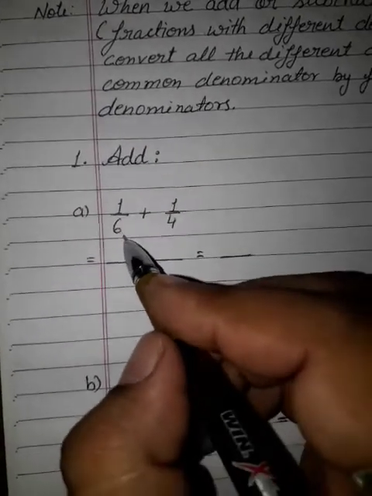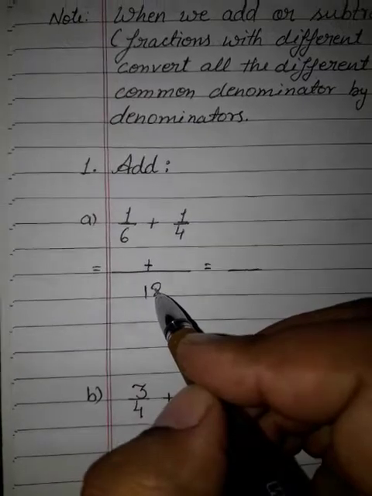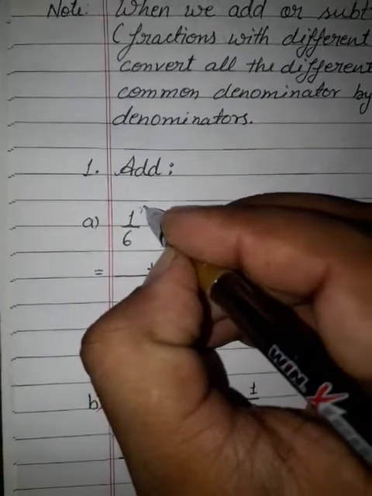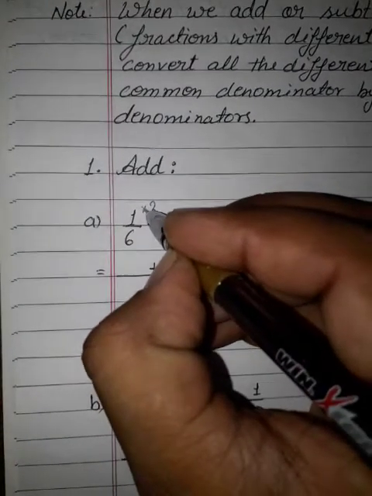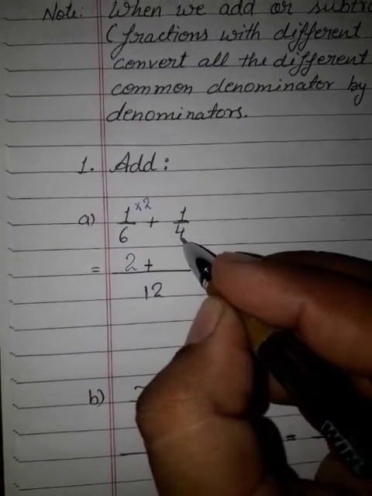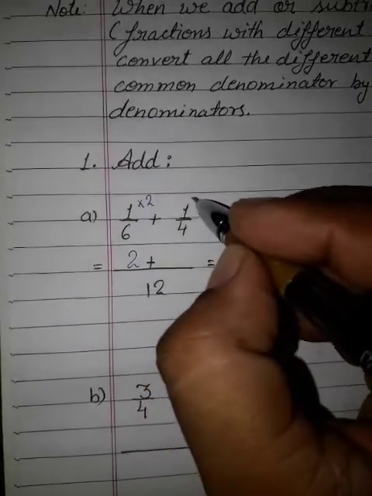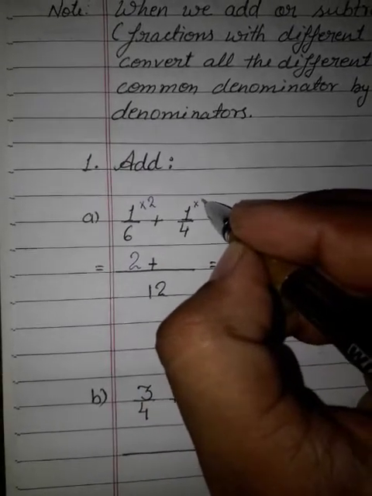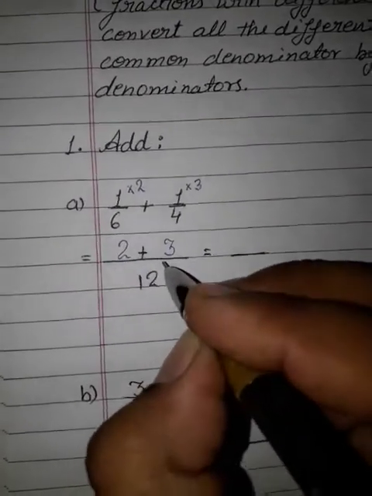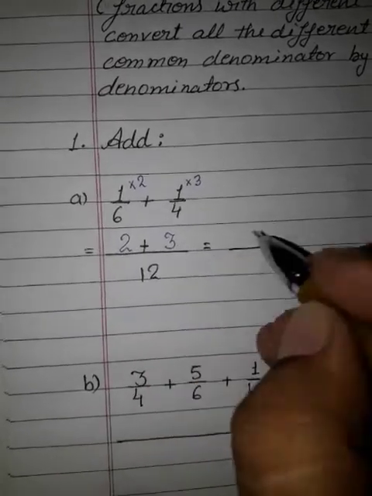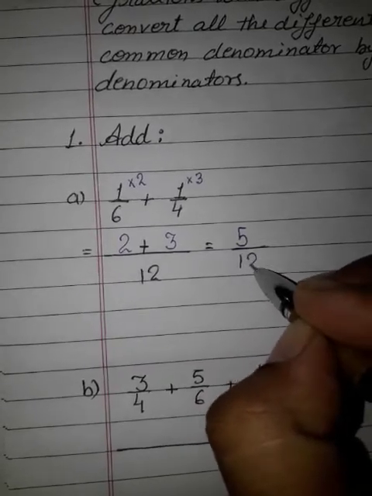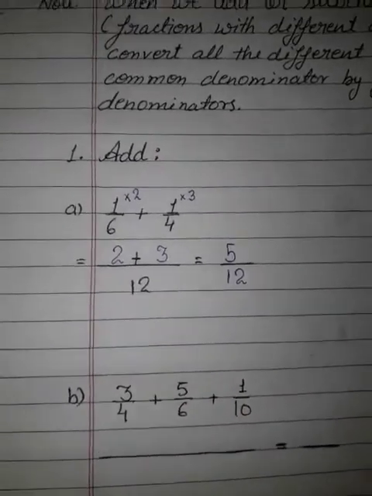Now we know that 6 2s is 12. So we multiply this 1 by 2. 1 2s are 2, and we know that 4 3s is 12. So we multiply this numerator with 3. 1 3s are 3. So what we get? 2 plus 3. So 2 plus 3 is equal to 5, and the denominator is 12. In this way you will solve it.